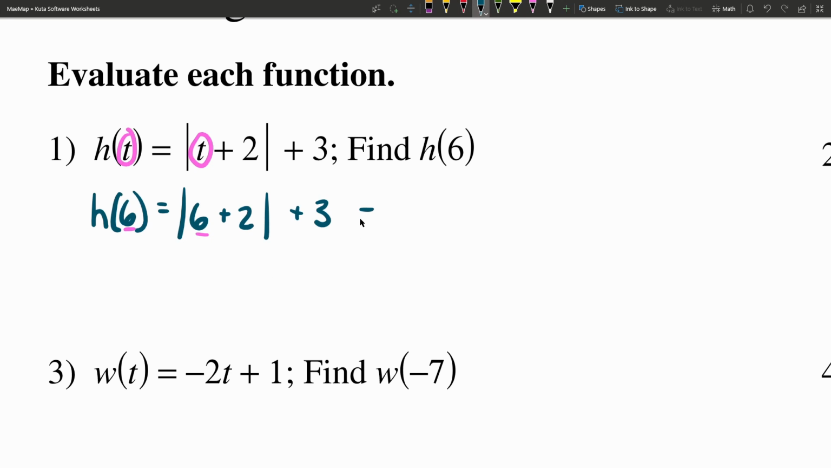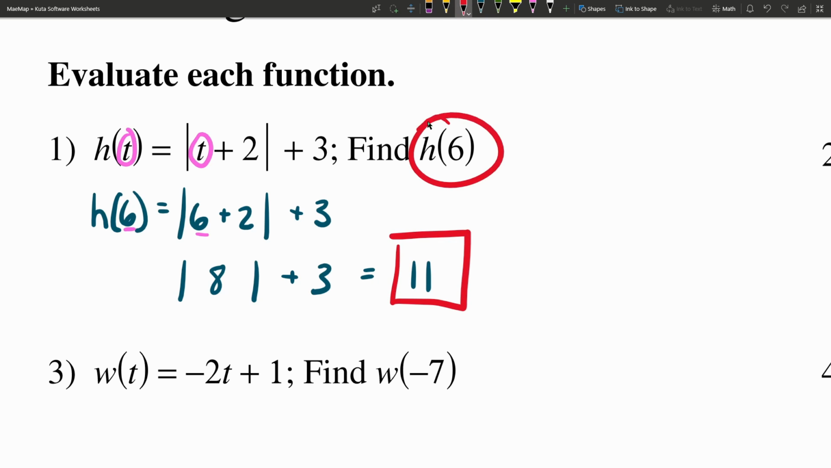So what's this going to equal? Well, the absolute value of 6 plus 2 is the absolute value of 8, and we're adding 3. The absolute value of 8 is 8, plus 3 will give us 11. So 11 is our solution for h of 6 in number 1. Let's move on to number 2.